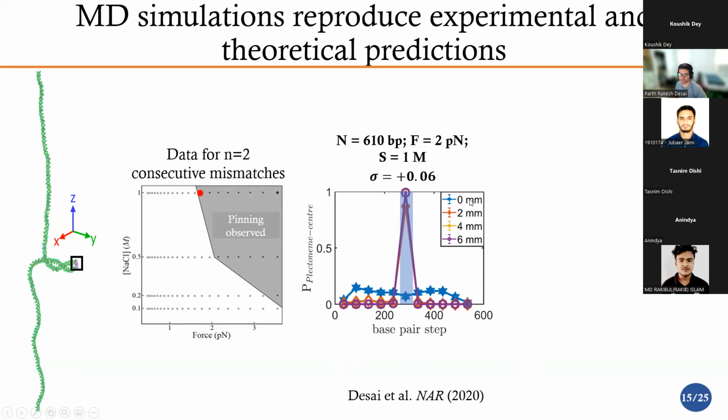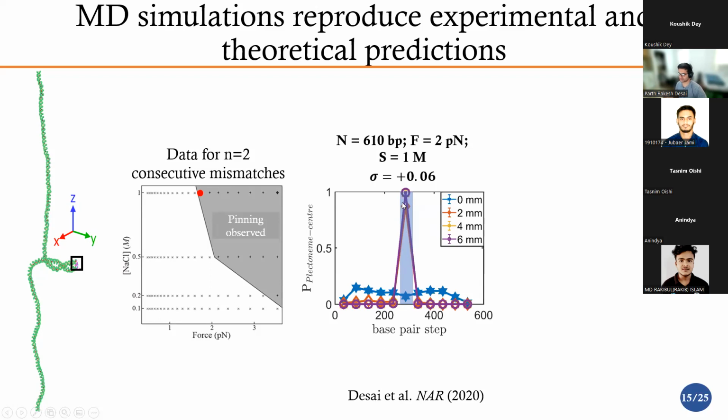So for 0 mismatch, that's the blue line here, you have the probability of the plectoneme center being anywhere along the DNA backbone be pretty uniform. Right? It can be anywhere along the DNA backbone. But when you introduce the mismatch, like 2, 4, or 6, you can see that the probability of the plectoneme being at the center jumps up dramatically. Right? And at the center, we have the mismatches. The probability of plectoneme pinning at the mismatch is almost 1 for all the cases.